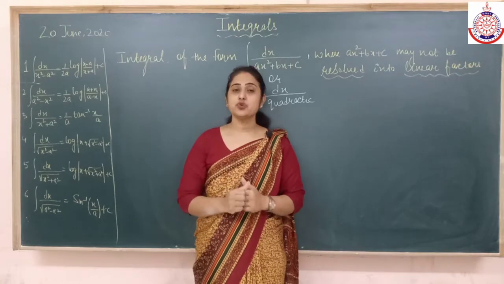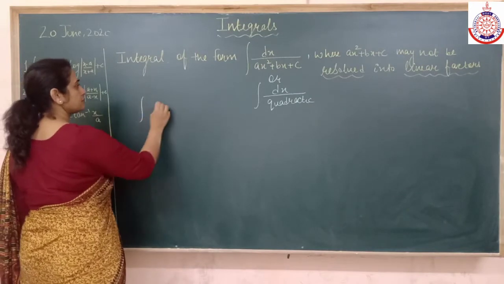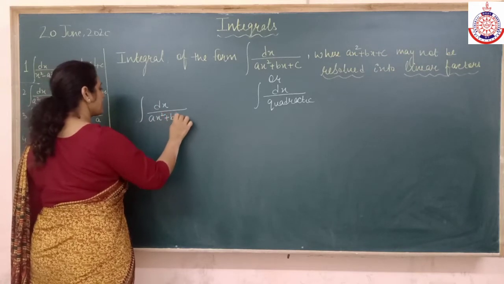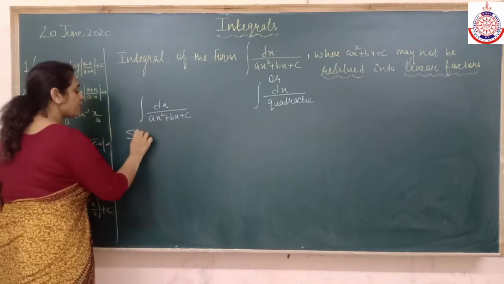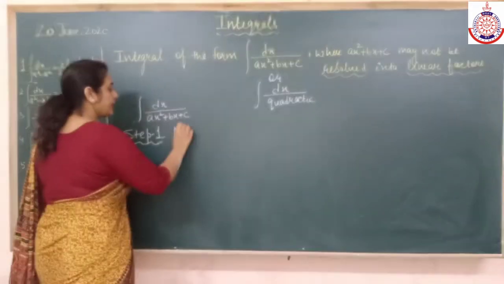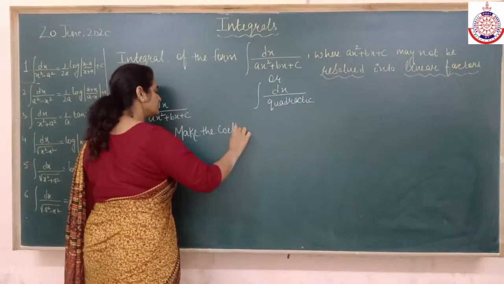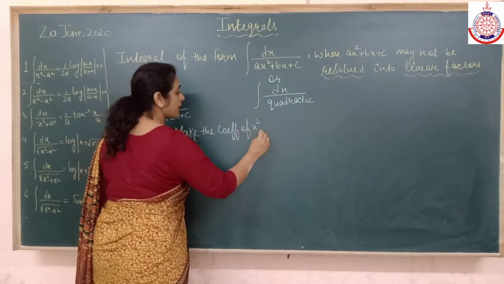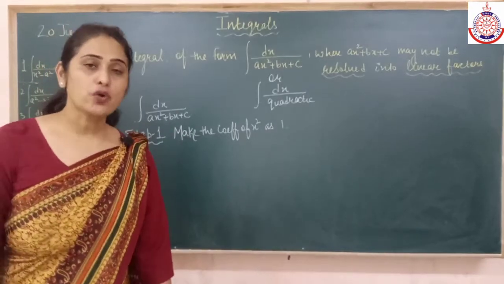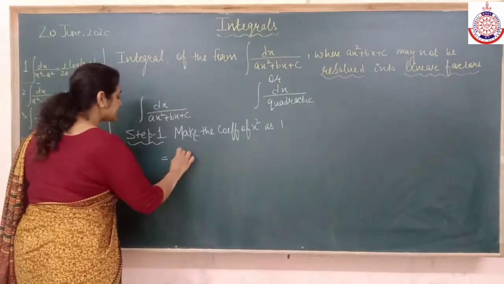There are fixed steps which we need to follow, children. Step 1. Make the coefficient of x square as 1. That is the most important. Make the coefficient of x square 1. How will I make the coefficient of x square 1? By taking this a common.